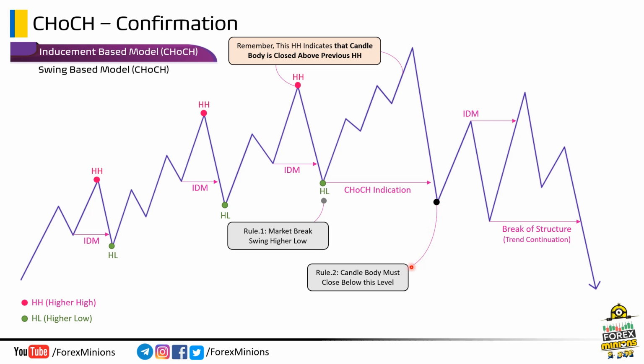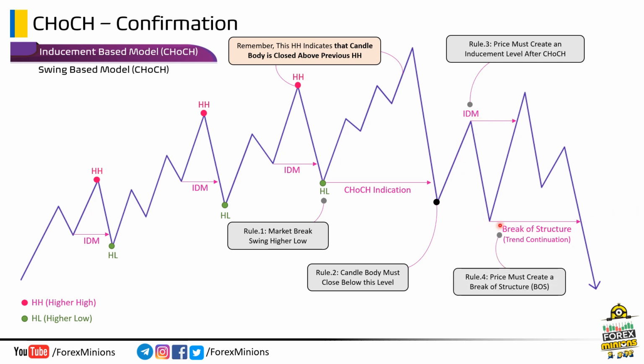When there is a CHoCH point, price must create an inducement level. Note that price has created this inducement level. And finally, price must take out this inducement level, move down and create a break of structure. As break of structure indicates the trend continuation, that is why when CHoCH gives a trend reversal indication, then break of structure confirms this trend reversal continuation. I hope you have a clear understanding of these rules, and now you can easily find and confirm a trend reversal by following these four rules.